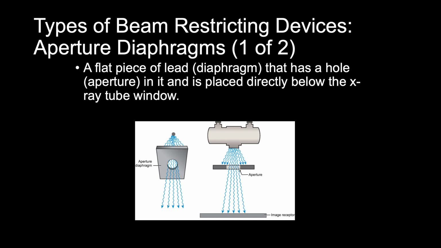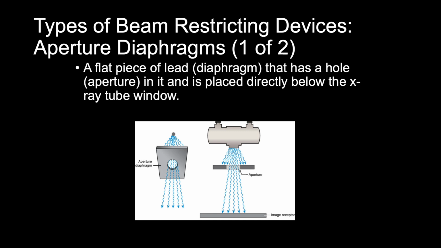So there are several types of beam restricting devices to help with that. They differ in sophistication and utility. All beam restricting devices are made of metal or a combination of metals that readily absorb the X-rays, and aluminum is one of those.